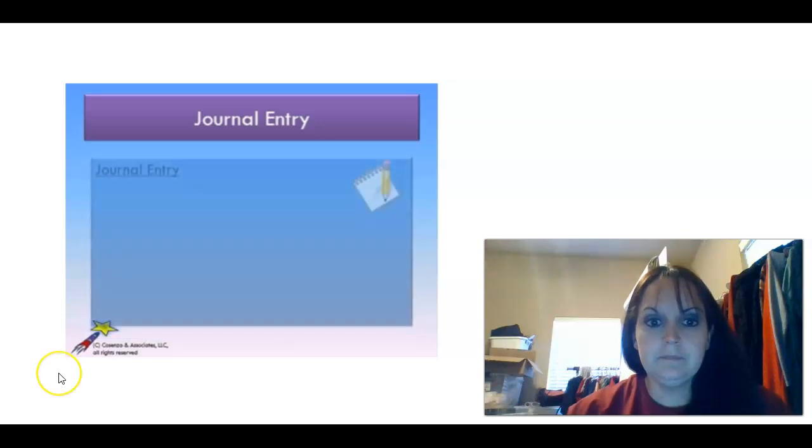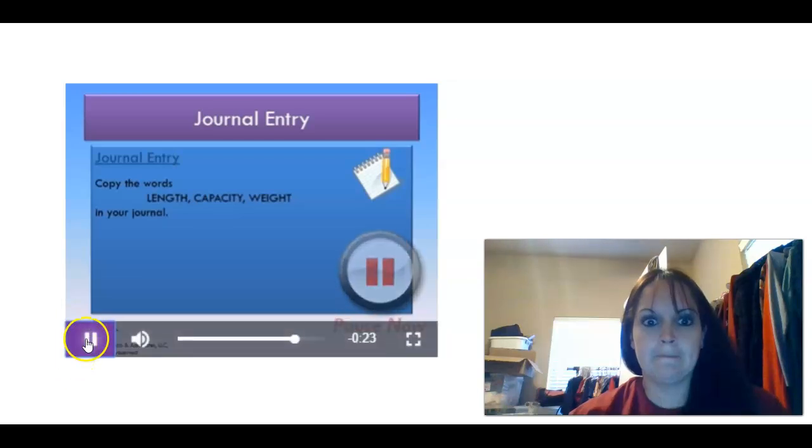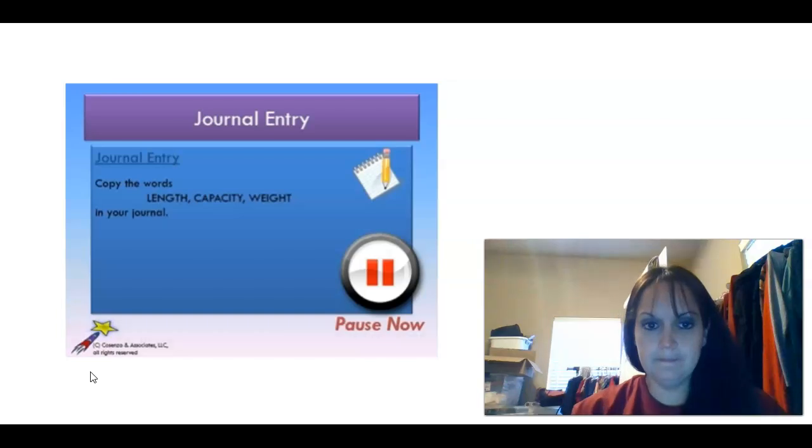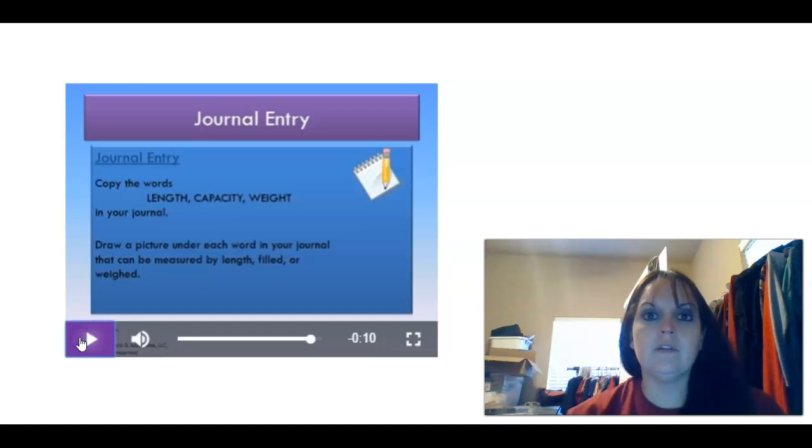Let's pause for a journal entry. Copy the words length, capacity, and weight in your journal. Pause the video while you do so, then resume the video. So on a sheet of paper or a whiteboard, you're going to write the words length, capacity, and weight. Draw a picture under each word in your journal that can be measured by length, filled, or weighed. So under each one of those words, you're going to draw a picture.